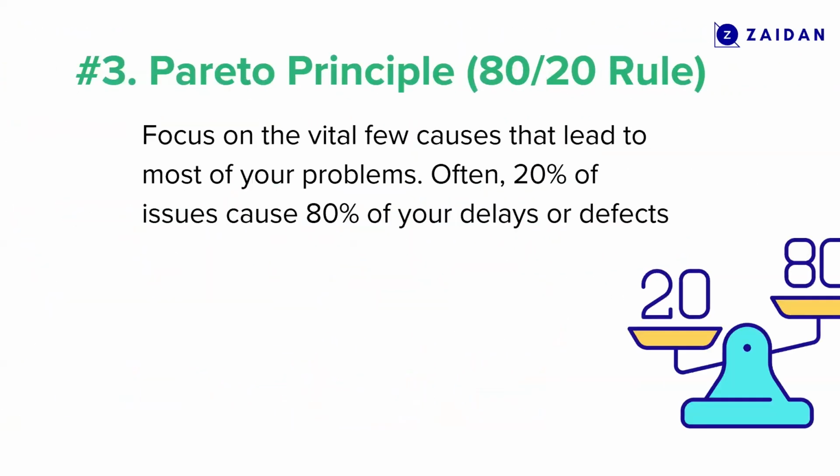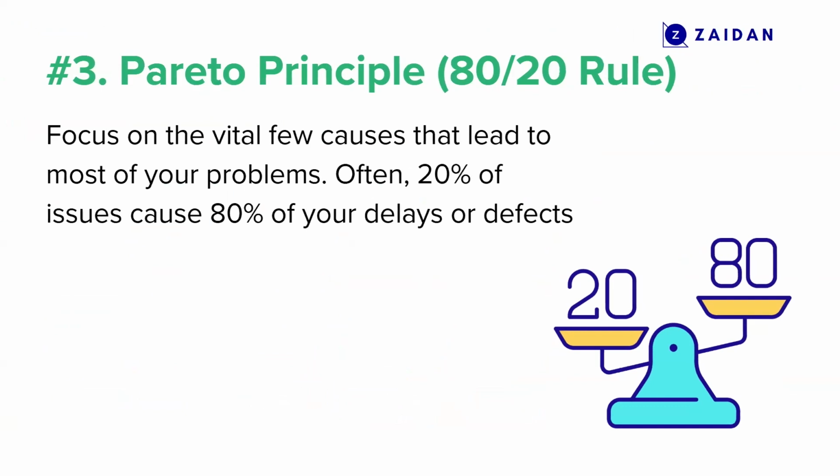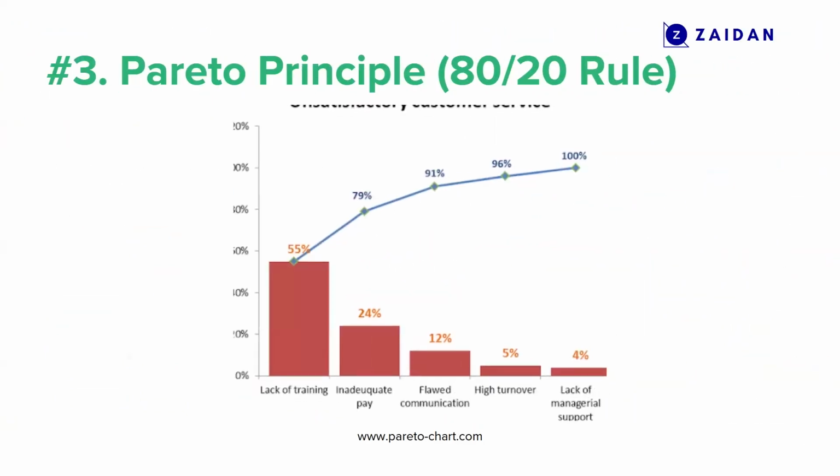The third technique is called the Pareto Principle, popularly known as the 80-20 rule. It is a powerful concept in project management and quality techniques to find out the root cause. It suggests that 80% of the problems are typically caused by 20% of the causes. In other words, a small number of root causes often lead to the majority of project issues, whether that's project delays, budget overruns, scope creep, or even quality defects.